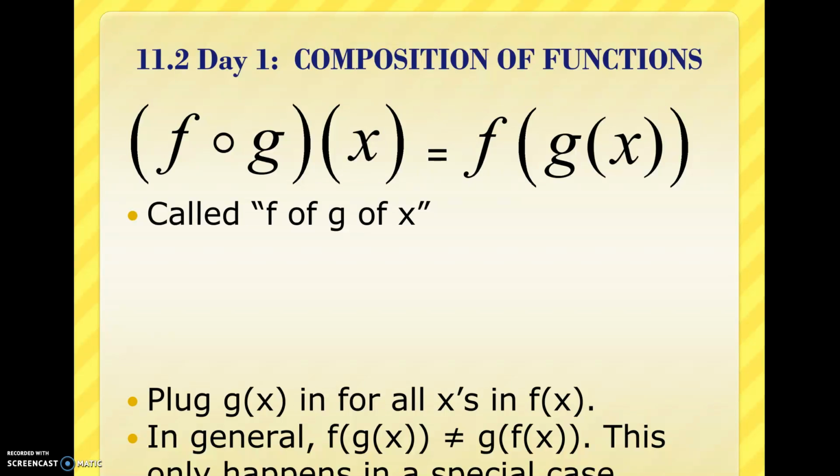Today we're going to look at composition of functions. There are two ways to write composition of functions. One is f, little circle g, and then x in parentheses. The other is f parentheses g parentheses x. Both of these are f of g of x. So you read them in order, f of g of x.